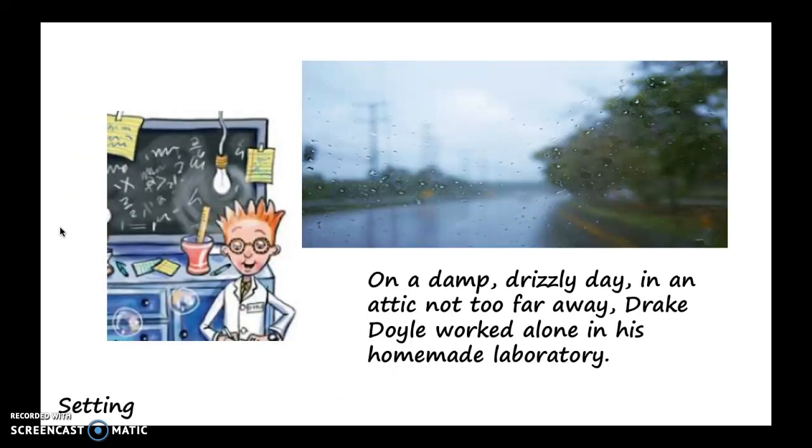The next piece of information that the author introduces to us is the setting. Here, the author says, "On a damp, drizzly day in an attic not too far away, Drake Doyle worked alone in his homemade laboratory." Here the reader is introduced to the setting, a homemade lab in Drake Doyle's attic on a rainy day. We can clearly see that the setting takes place in an attic not too far away. It's a damp, drizzly day, and he's working in his lab. These are all things that I can picture in my mind as the author is introducing us to this setting.